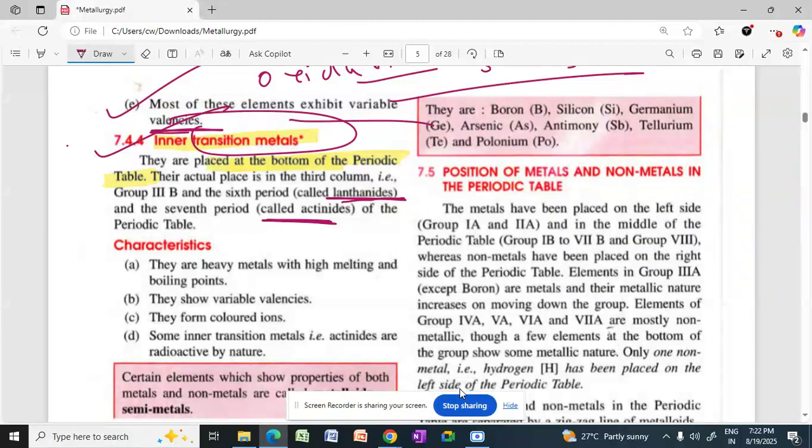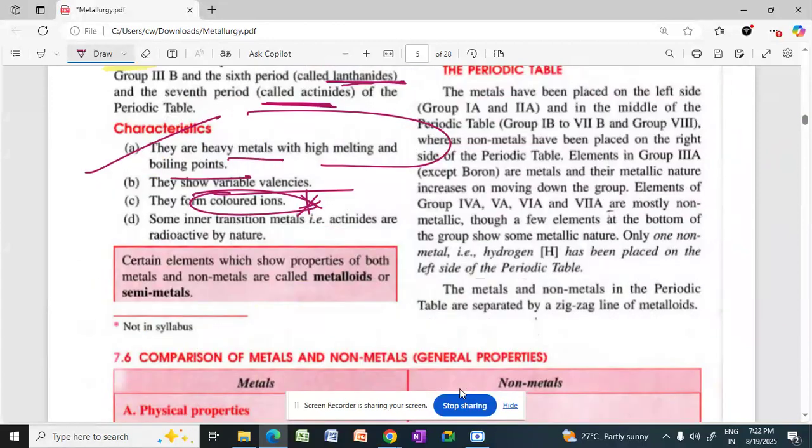This is also important about lanthanides and actinides: they are heavy metals with high melting and boiling points. Variable valences, variable oxidation states, this is important. They form colored ions. This question can come: lanthanides and actinides form colored ions.